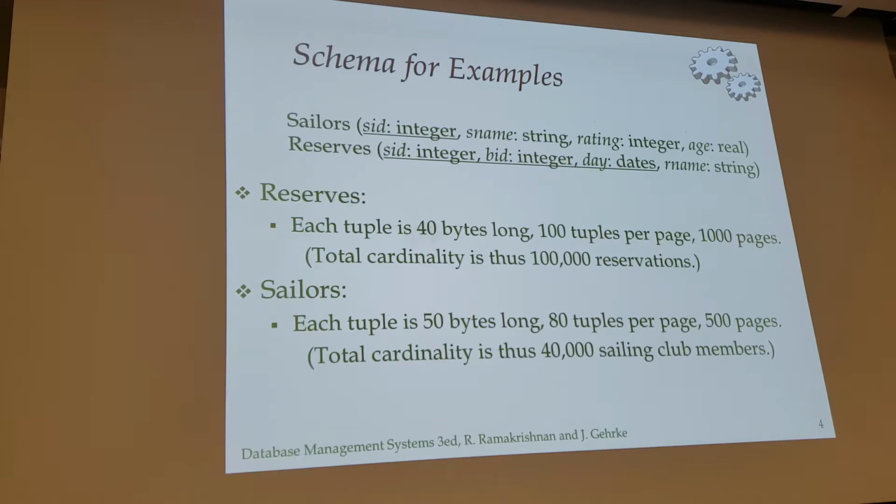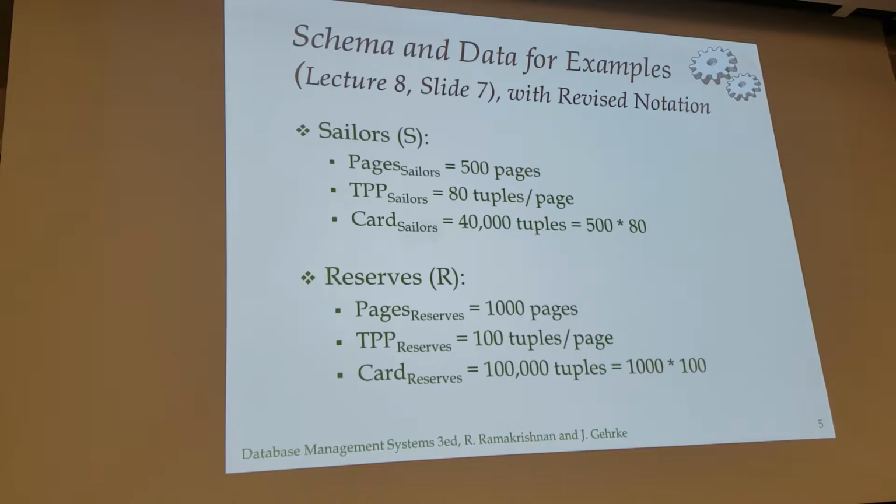So we're on join. Reminder again, because we'll be using these numbers throughout, reserves has basically 100,000 reservations. Could have called it reservations, but that's longer to say. So there are 100,000 reservations, 100 tuples per page, 1,000 pages, each tuple 40 bytes long. In sailors, there are 40,000 sailing club members, and there are 500 pages with 80 tuples per page, and each tuple is 50 bytes long. And so that's the notation we're using.